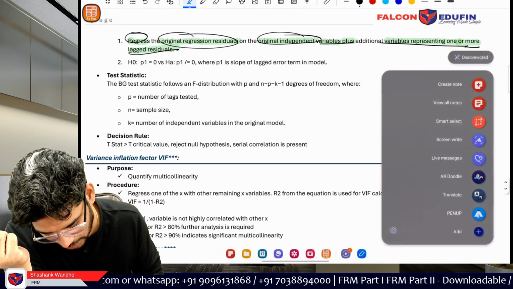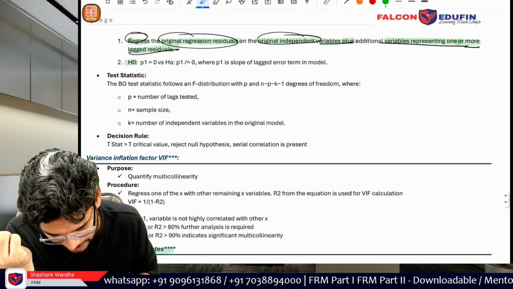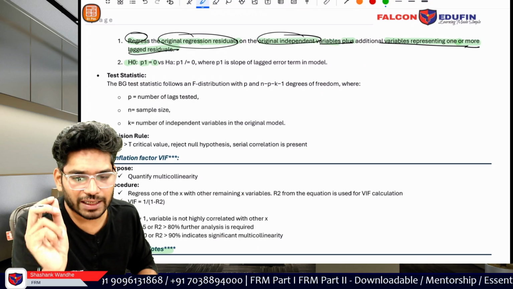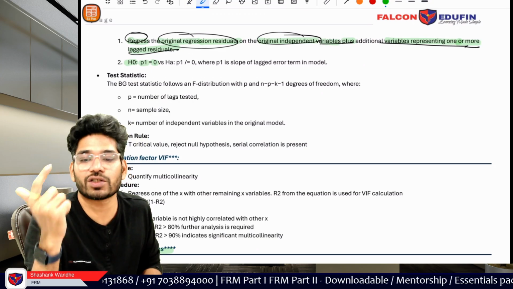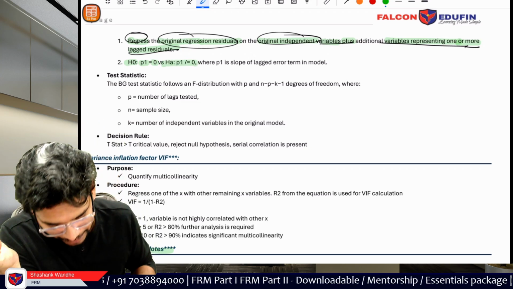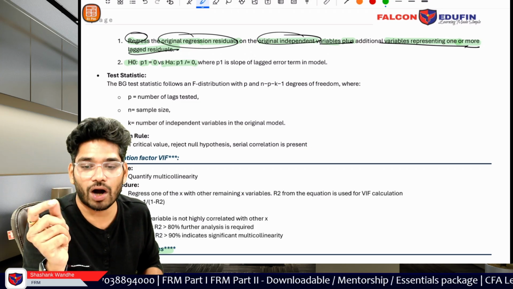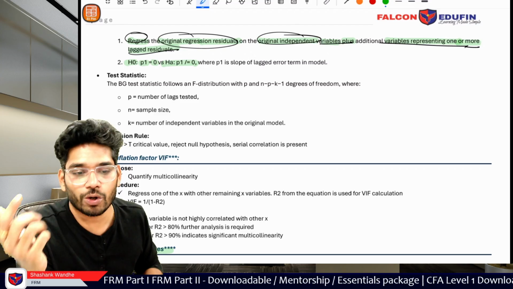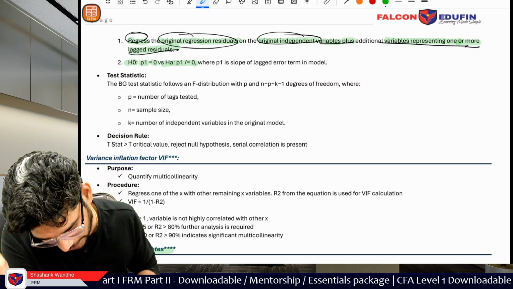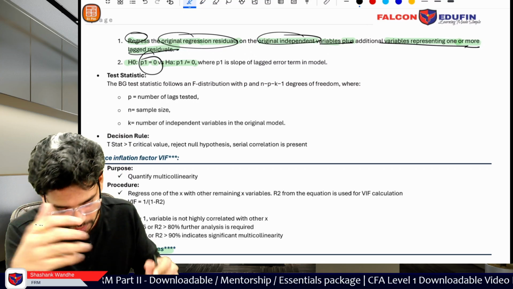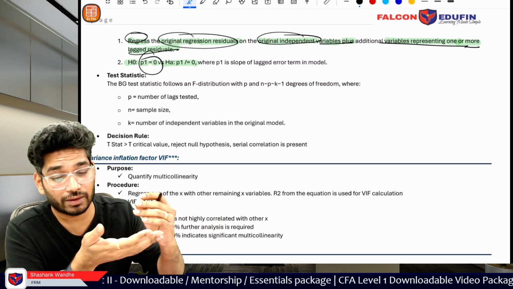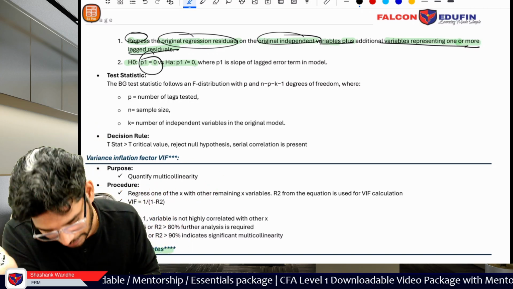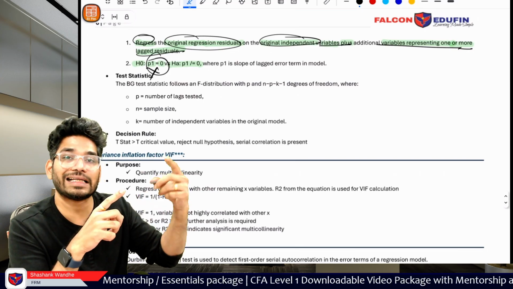Fine. Now here, your null hypothesis is p1 is equal to 0. That is not statistically significant. This means the coefficient of the lagged value is not statistically significant. And alternate is the coefficient is not equal to 0. Coefficient of what? Coefficient of your lagged value. Okay. So in simple terms, if you reject the null, serial correlation is present. If you reject the null, that is p1 is not equal to 0.